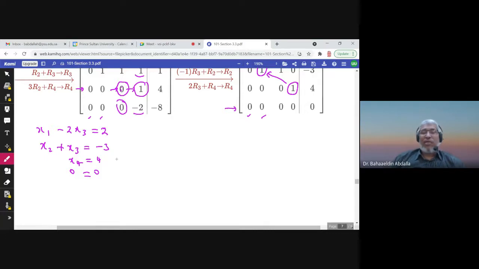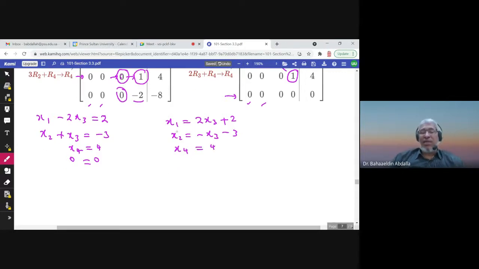So how to write the solutions of this system? You solve the first equation for x1. So x1 would be 2x3 plus 2. This is x1. And x2, you solve equation 2 for x2. So it would be negative x3 minus 3. And x4 is 4. Okay, what is left? I have x1, x2, x4, and x3 is left. So what is x3? x3 could be any real number, a free variable. So this will give you the solution of the system.